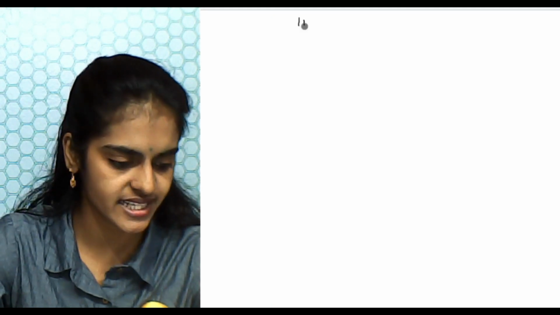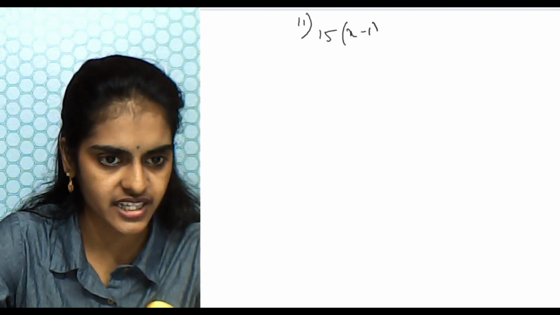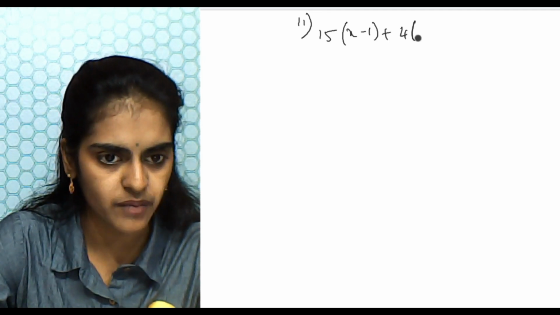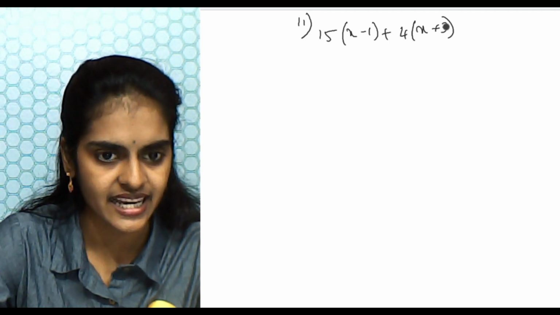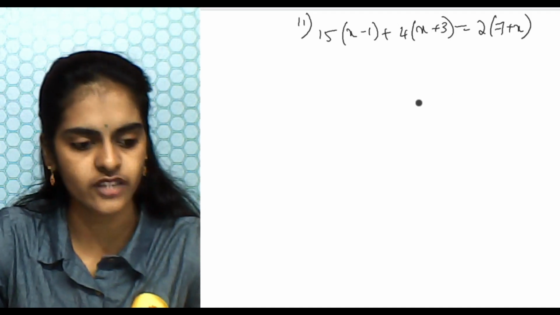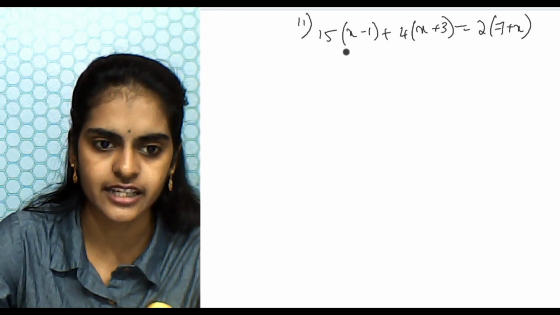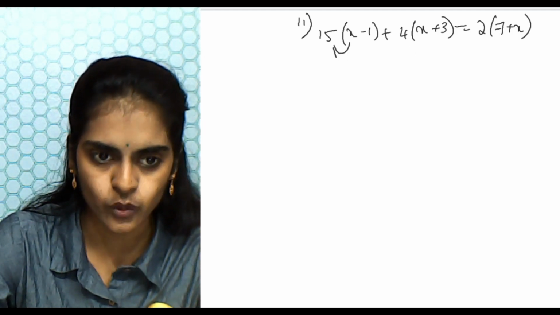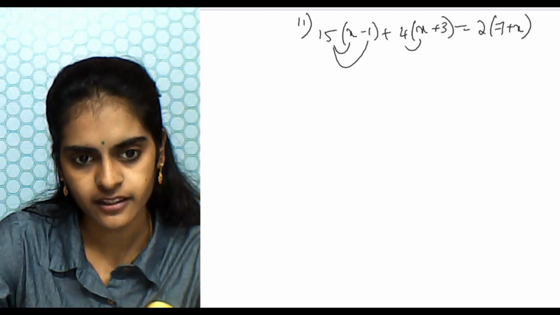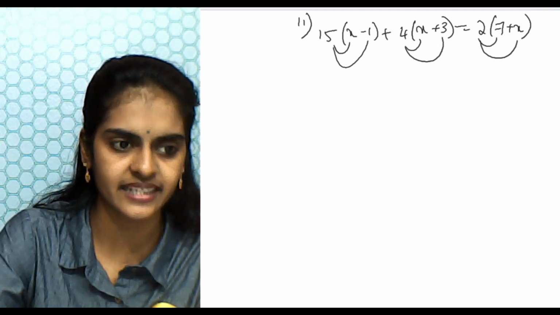So yeah, next question. 15 multiplied by (x minus 1) plus 4 multiplied by (x plus 3) is equal to 2 multiplied by (7 plus x). Okay, so this is what we have. Clear? So firstly you will multiply 15 to x and to 1. Again, you will solve this bracket also, you will solve this bracket also. Okay, so let us write it here.